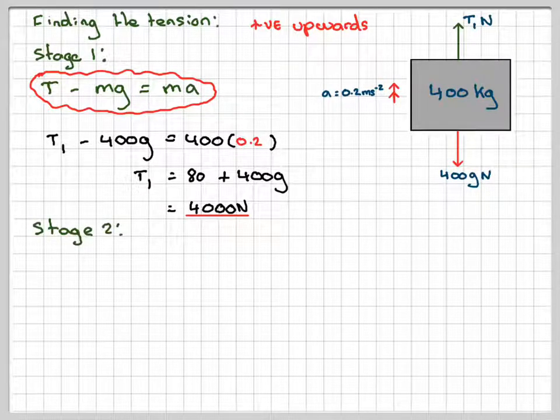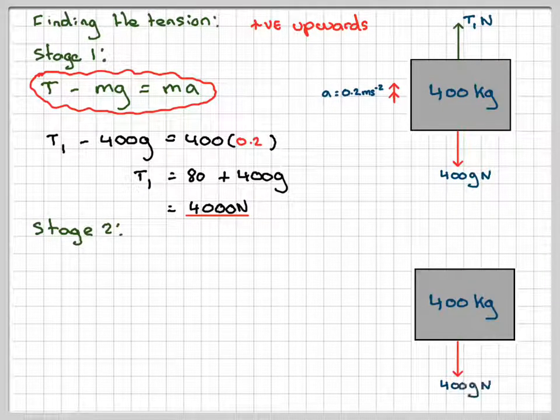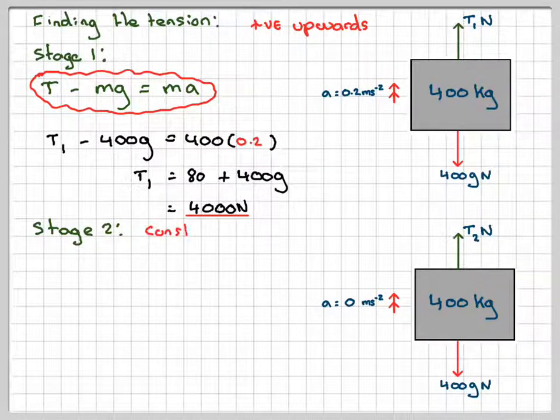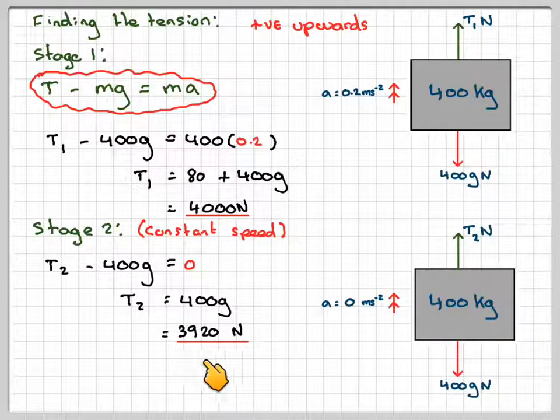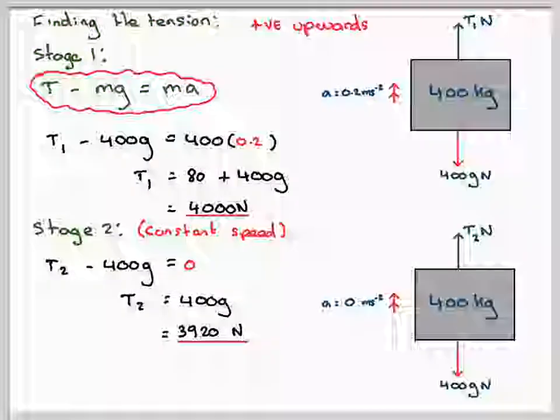In stage 2, if we draw the diagram again, this time we've got no acceleration, so therefore it's a constant speed at this stage. So therefore T2 minus 400g will be equal to mass times the acceleration. So the acceleration is 0, so it will be equal to 0. And therefore T2 will just be 400g. 400 times 9.8 gives me 3,920 newtons.